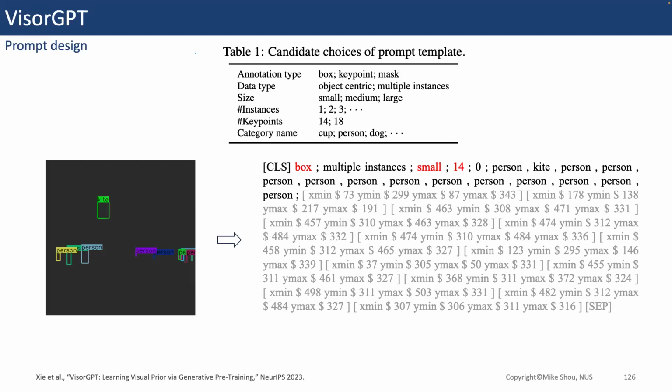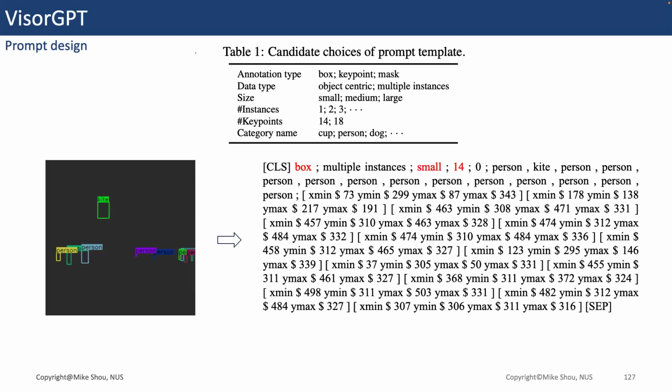And here is a detailed example. We can have a prompt like: multiple boxes, instance of the 14 persons, and so on. And this prompt tells the LLM to generate bounding boxes for multiple small instances.